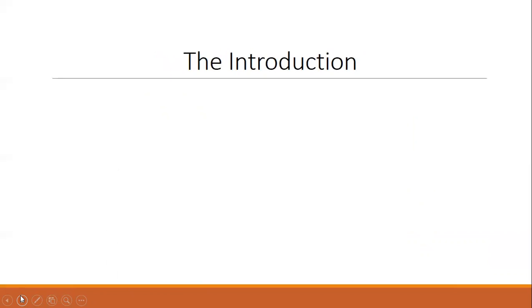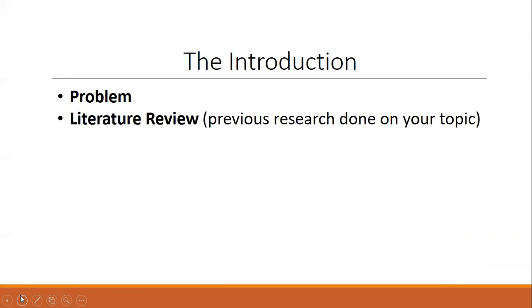An introduction for a research study typically includes 3 components. First is the problem. What is the purpose, the reason behind your research? What is the major topic, problem, or question? Second is a literature review. Before conducting research, it's important to know what research has already been done on the topic. That's what the literature review is for.